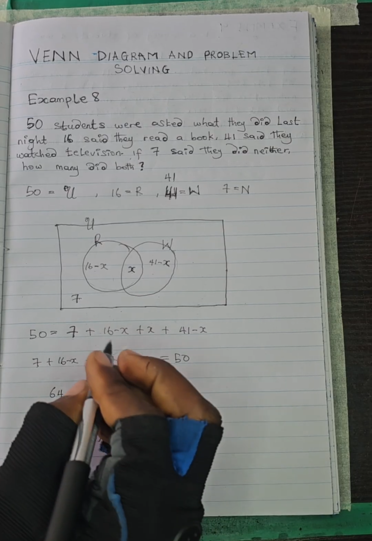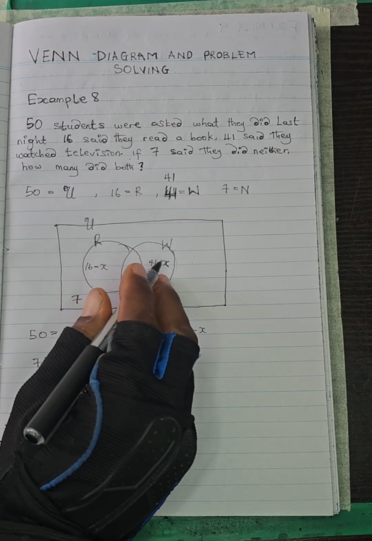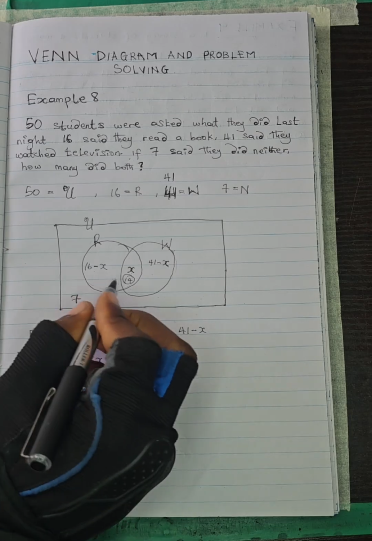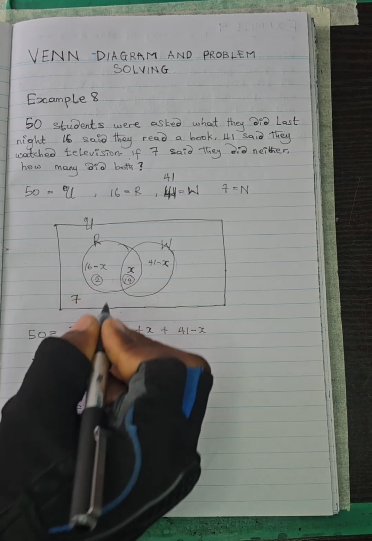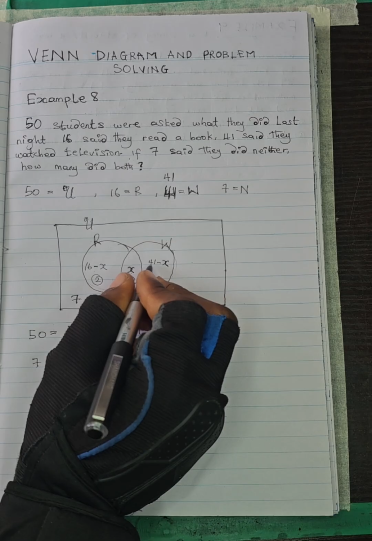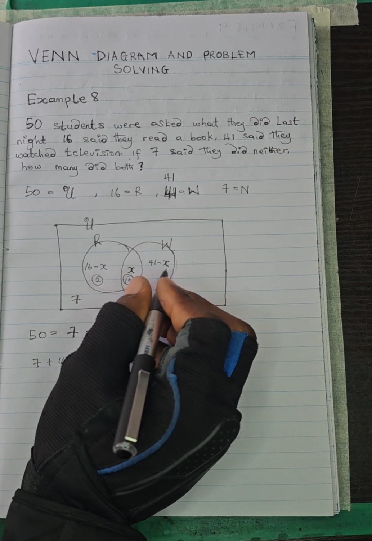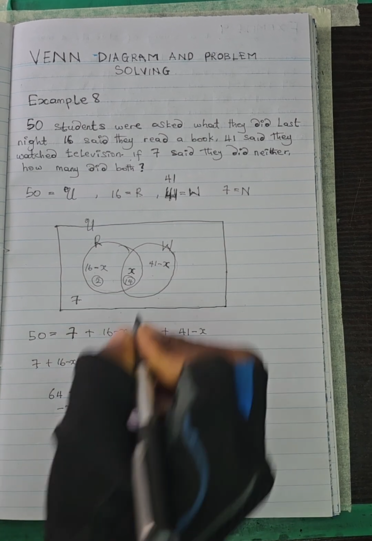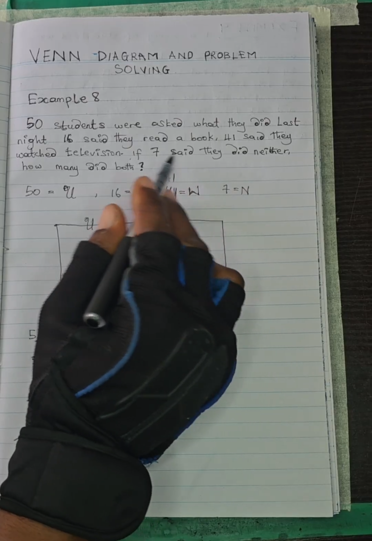14. So those that read books and at the same time watch television is 14. If that's the case, this will be 16 minus 14, which will now give you 2. And this will be 41 minus 14. 41 minus 14 will give you 27.